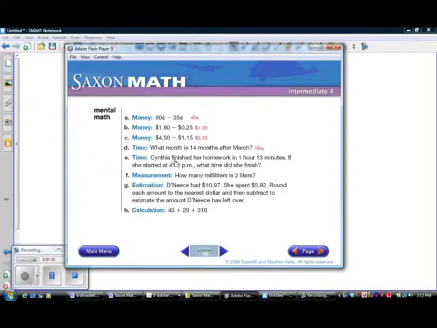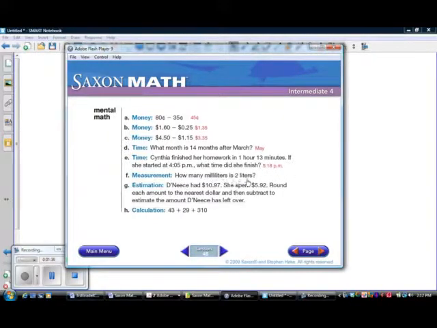May. Cynthia finished her homework in 1 hour, 13 minutes. If she started at 4:05 p.m., what time did she finish? And we can add the hours together, and we don't have to worry about changing p.m. to a.m. unless we pass midnight, and we will not because 4 plus 1 is 5. Now let's add the minutes, 5 and 13, and all together, 5:18 p.m.